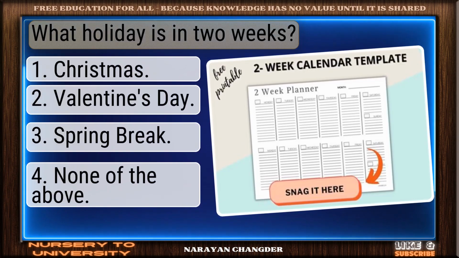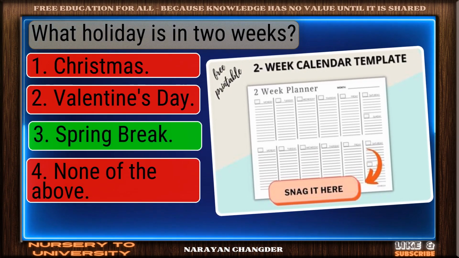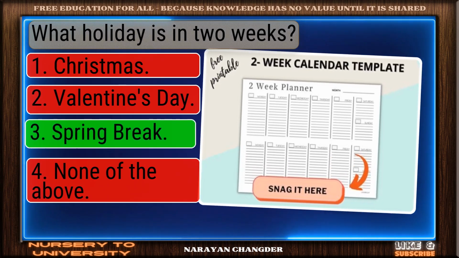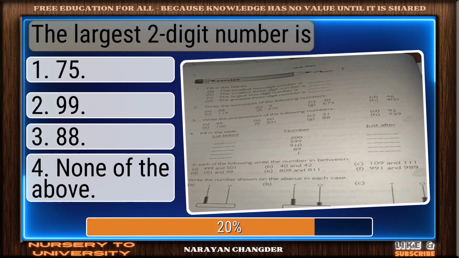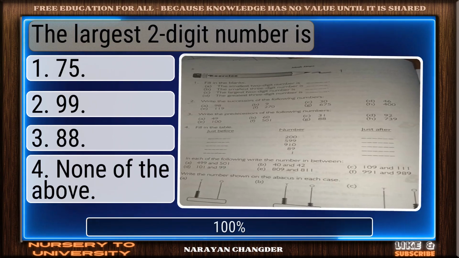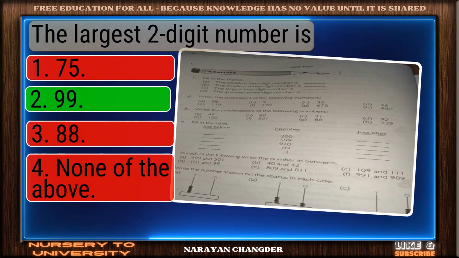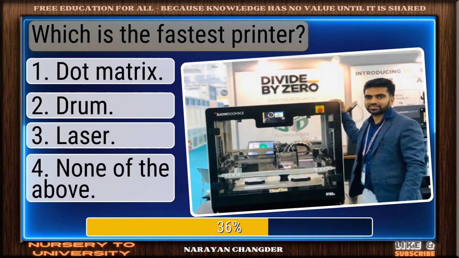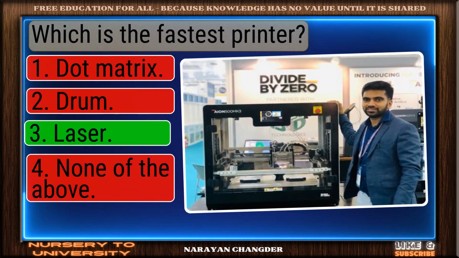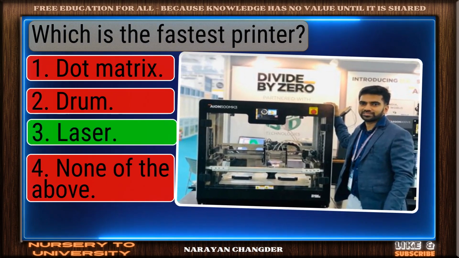What holiday is in 2 weeks? Excellent. Spring break is a brilliant choice. The largest 2-digit number is. Exactly. 99 makes sense and it is right choice. Which is the fastest printer? Correct response. Laser is the most accurate answer.